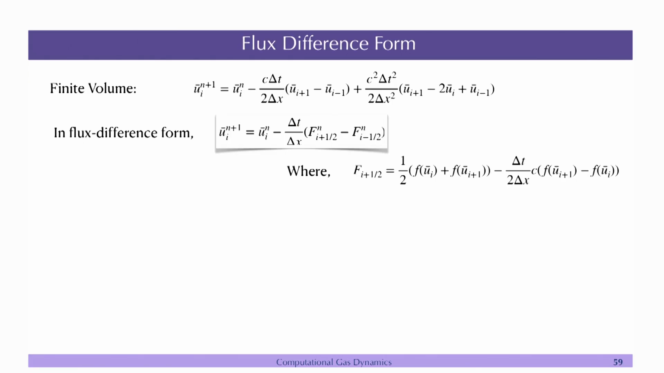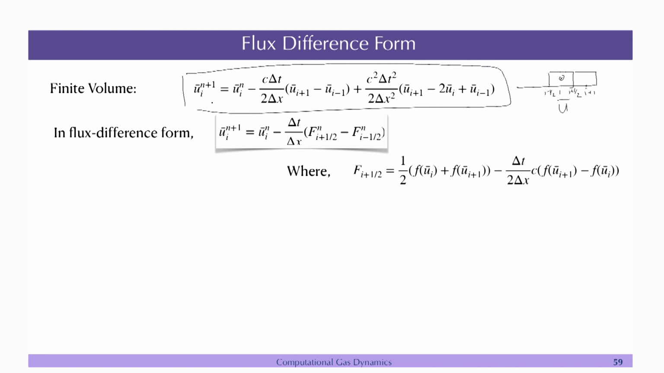As we have discussed earlier, let us say we have a volume like this. This is I and this is I plus 1. This will be I plus half, this is I minus half. This is the cell center, and we have been calling this U average, whatever the average value at the cell center.